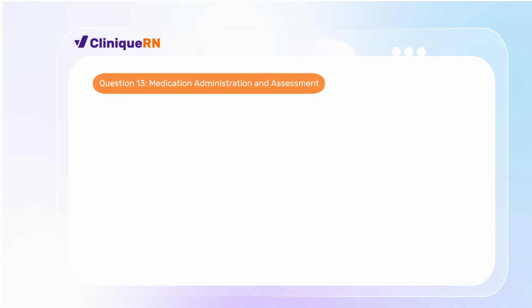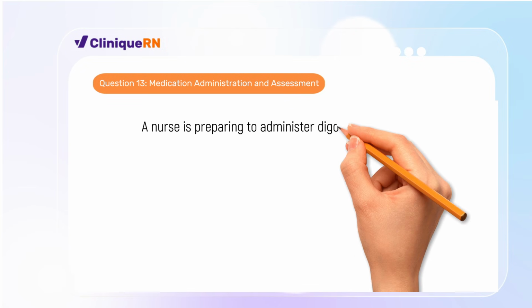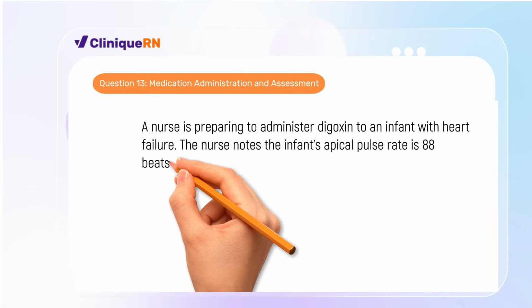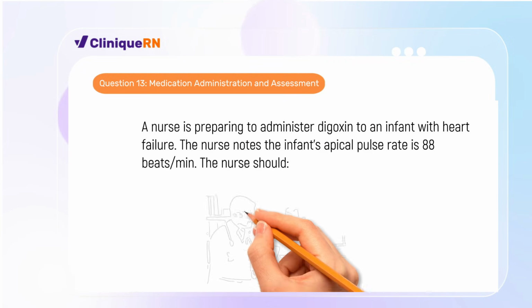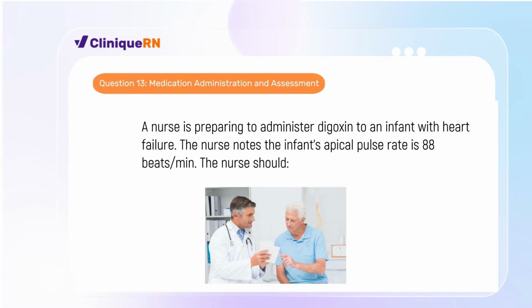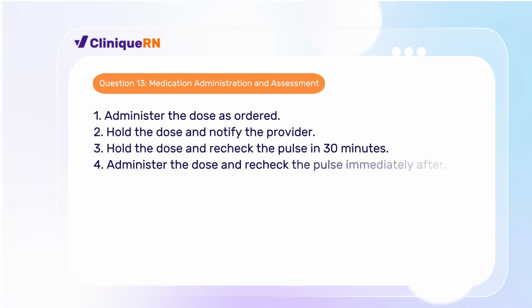Question 13. Medication administration and assessment. A nurse is preparing to administer digoxin to an infant with heart failure. The nurse notes the infant's apical pulse rate is 88 beats per min. The nurse should 1. Administer the dose as ordered. 2. Hold the dose and notify the provider. 3. Hold the dose and recheck the pulse in 30 minutes. 4. Administer the dose and recheck the pulse immediately after.